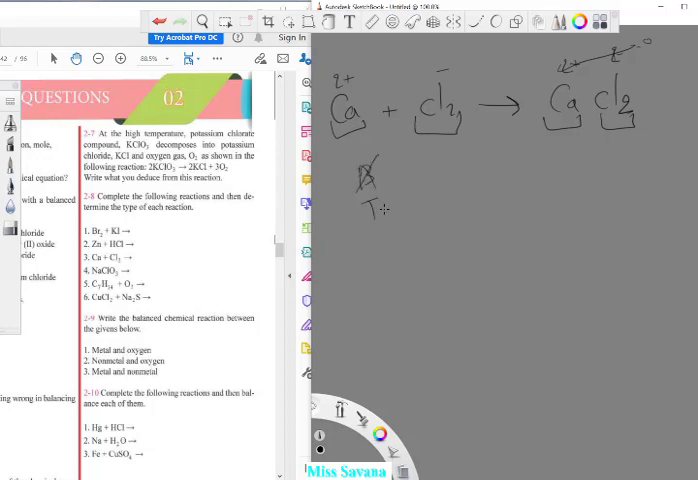But what is the type of this reaction? As you can see, you have one element uniting with the other element, and you have a compound. So this one you definitely call a combination reaction, because it's forming a compound from 2 elements. It's a combination reaction. And moving on to the next one.